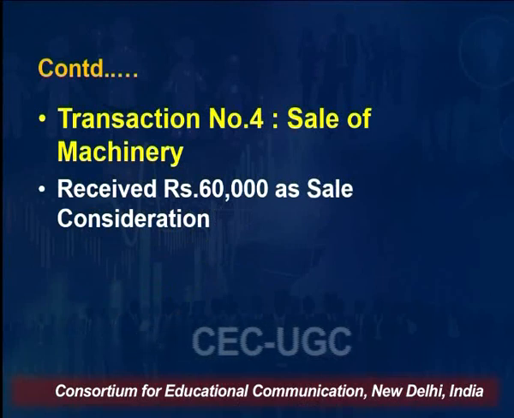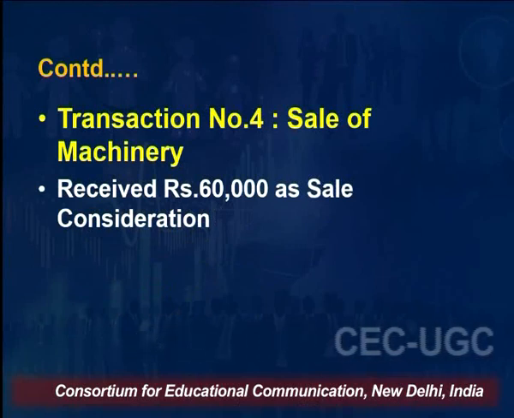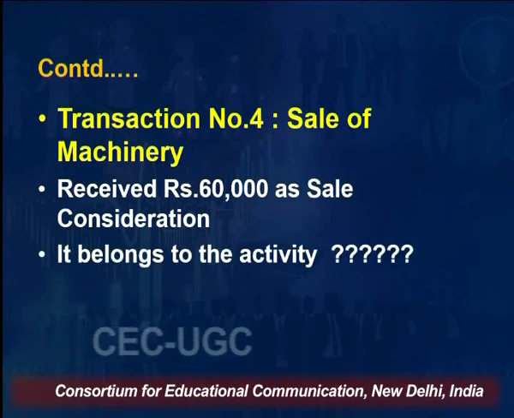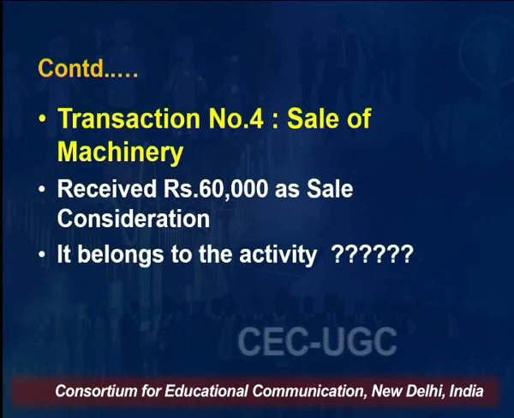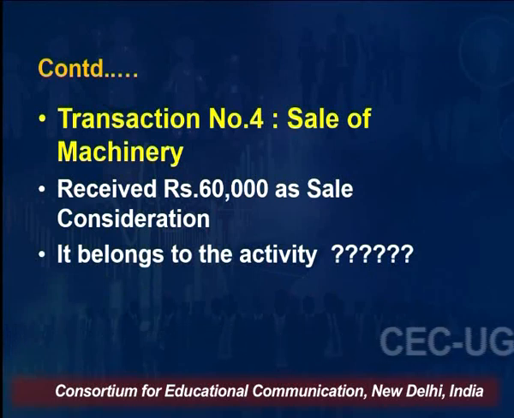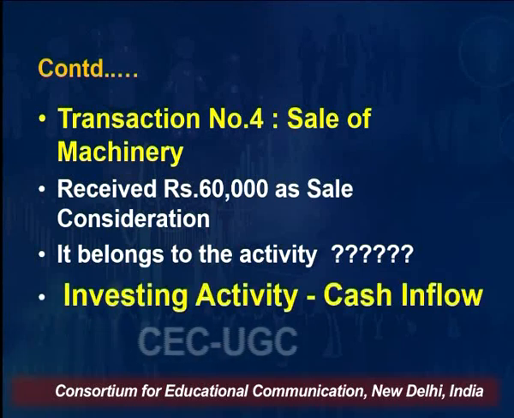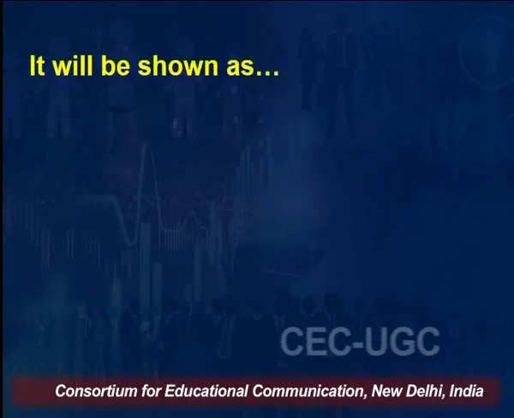Suppose you move on to transaction number 4, you have sold out a machinery. Obviously, if you are selling machinery, it should essentially be a cash inflow. You have received 60,000 rupees as sale consideration. Which activity does it belong to? Machinery belongs to which activity? It belongs to investing. So whatever inflow or outflow is there, it shall belong to the same activity, that is investing activity, but yes, it is a cash inflow.